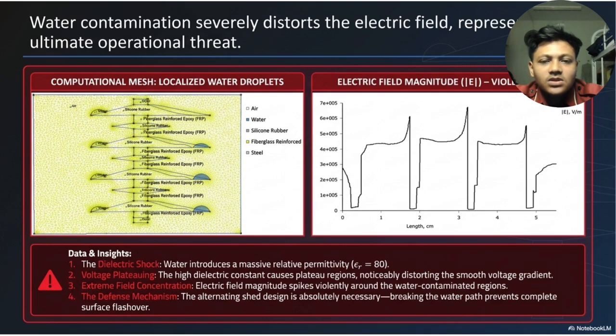Next is water contamination. We analyzed the insulator and the water combination. Water has a very high dielectric constant, causing the electric field to become more concentrated. This increases the possibility of leakage current and flashover. Therefore, water contamination is the most critical operating condition.